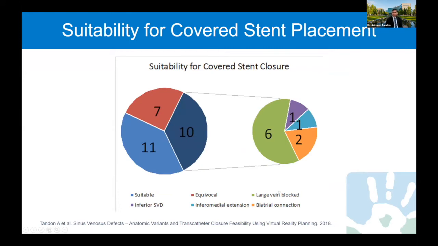And so using this technique, we found that of the 28 patients, 11 would have been theoretically suitable, 7 would have been equivocal because either a small anomalous pulmonary vein would have been blocked or there would have been residual left-right shunting. And 10 were not candidates because either a large vein would have been blocked or they had specific anatomic subtypes that would have prevented successful placement, such as biatrial connection, where the SVC sits on top of the atrial septum. So in this project, the VR environment provided 3D information about anatomic relationships that were not immediately obvious on 2D imaging, and thus provides an excellent platform for planning patient-specific interventions.